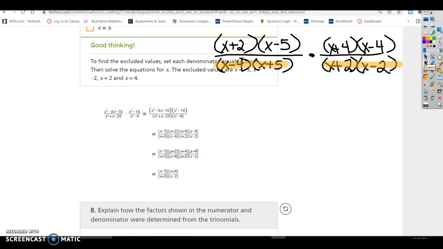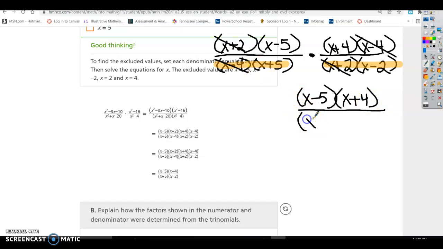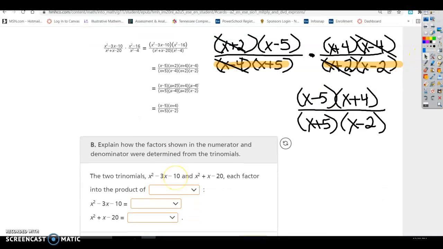So let's go ahead and cancel out our common factors. So we've got x plus 2 on top and bottom. We've also got x minus 4 on top and bottom. So that leaves us with x minus 5 times x plus 4 over x plus 5 and x minus 2. And you can see that that is the same thing that they have here.